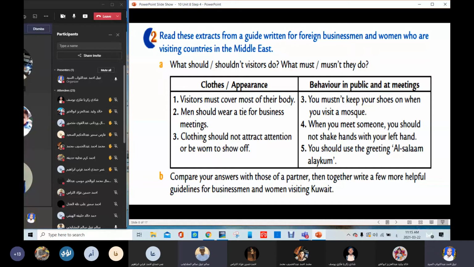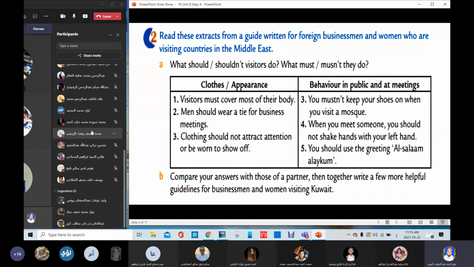Okay. They mustn't. They mustn't what? They mustn't wear clothes that attract attention or to be worn to show off. Okay, what should they do? What should they do? Yes, Hani. Hani, what should visitors do?